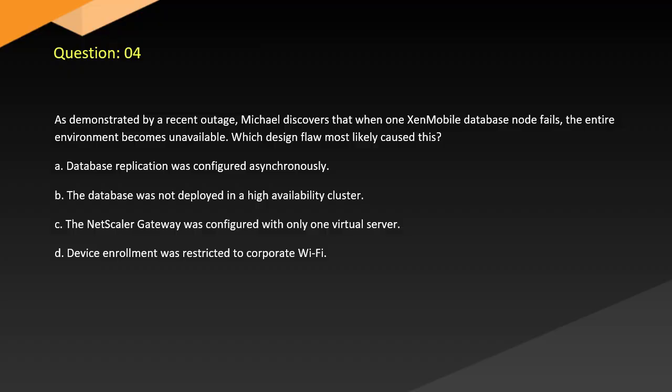Question 4. Demonstrated by a recent outage, Michael discovers that when one XenMobile database node fails, the entire environment becomes unavailable. Which design flaw most likely caused this? A. Database replication was configured asynchronously. B. The database was not deployed in a high availability cluster. C. The NetScaler Gateway was configured with only one virtual server. D. Device enrollment was restricted to corporate Wi-Fi.